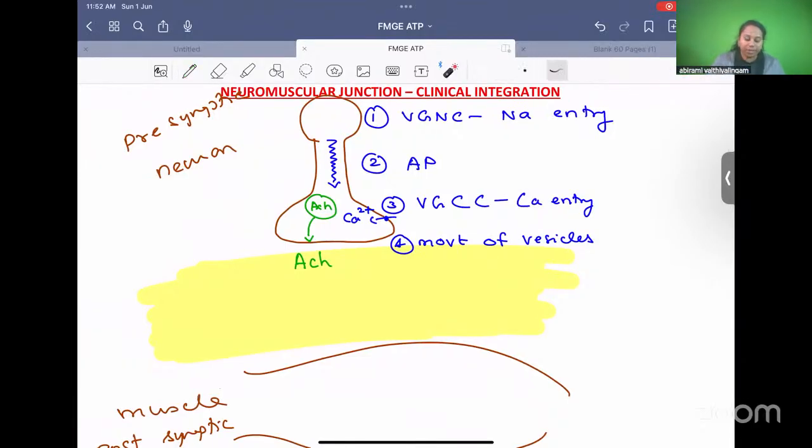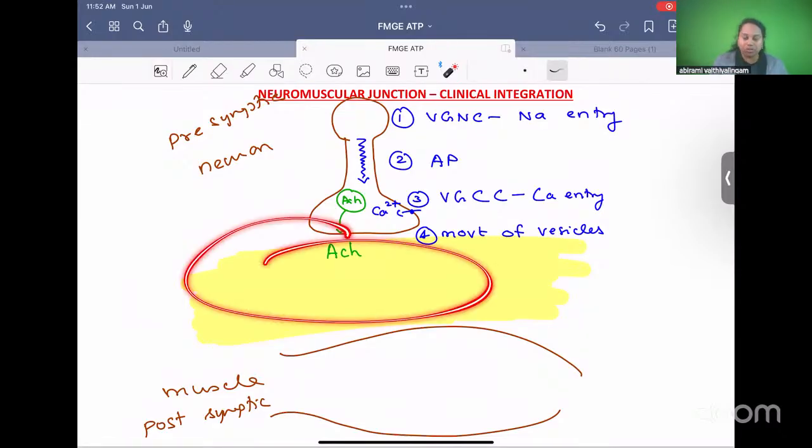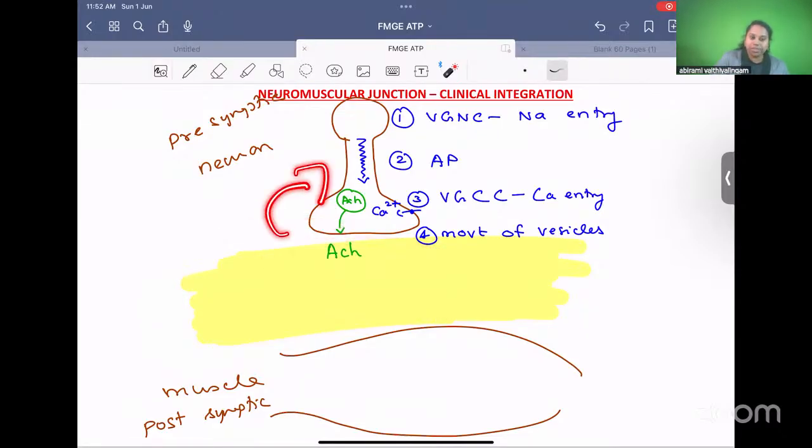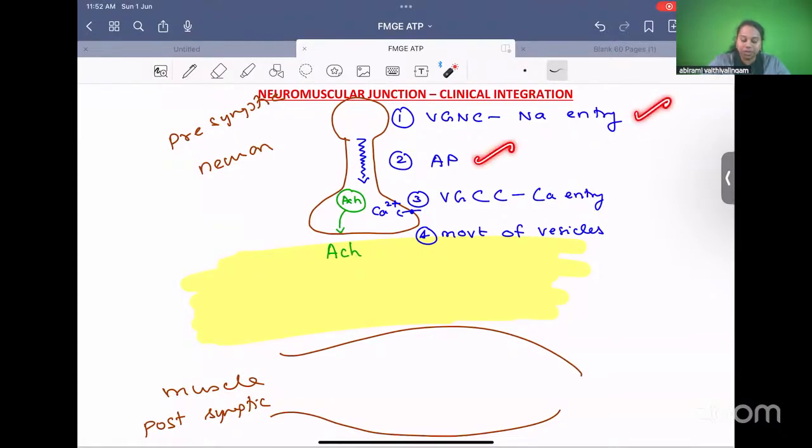For those who have joined late, I'm just repeating. We are learning the structure of neuromuscular junction. This is the yellow space, the neuromuscular junction. Before the NMJ, you have the neuron. After the NMJ, you have the muscle. In the neuron, what are the steps? First step, sodium entry, there's an action potential. The action potential is sensed by voltage gated calcium channels, calcium entry. Wherever there's calcium, there is movement: the movement of vesicles to release the neurotransmitter acetylcholine.